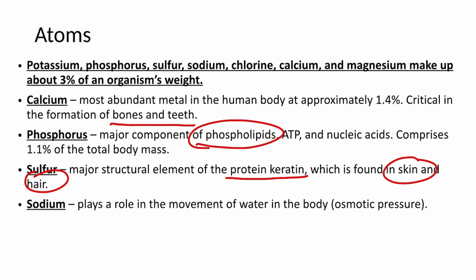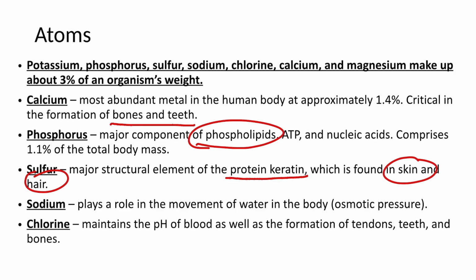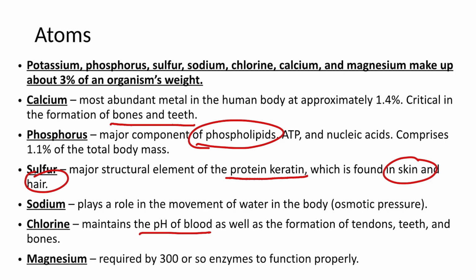Sodium has to do with movement of water. One of the reasons why sodium is very important to maintain in our body is because it allows for the proper movement of water in and out of the cell. And it also maintains osmotic pressure. And then chlorine has to do with the pH of the blood, as well as formation of tendons, teeth, and bones. And then magnesium has to do with the proper function of enzymes. If you think back in biology, enzymes enable things to get done in the human body at a faster rate.